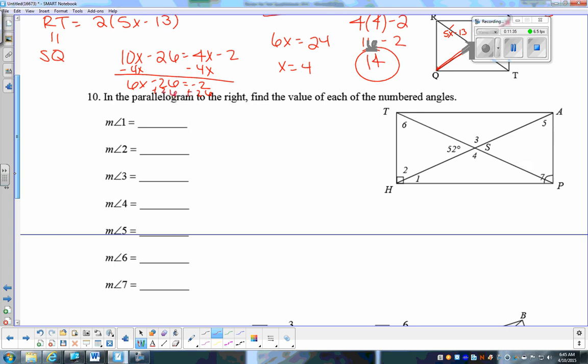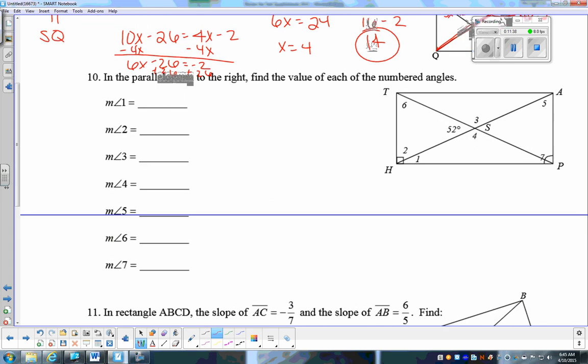Number 10. In parallelogram to the right, find the value of each numbered angle. Well, I'm going to start with number 3 and 4. For 3 and 4, I know it makes a line with my 52-degree angle. So for angle 3 and 4 is 180 minus 52, which is 128. I know 3 and 4 are congruent because they're vertical angles.